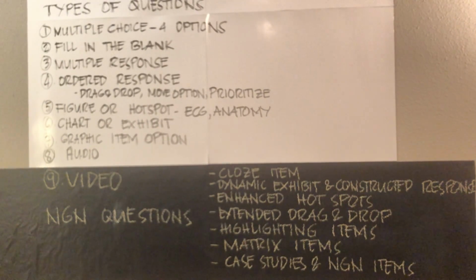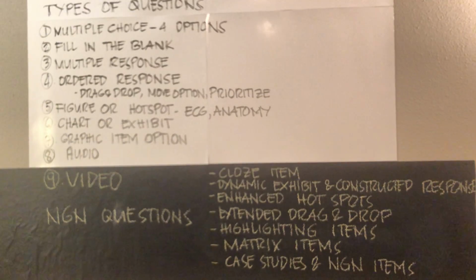Number 5, figure or hotspot questions. A question with a picture or graphic will ask you to answer the question based on the picture or graphic. The question could contain a chart, a table, or a figure or illustration. You also may be asked to use the computer mouse to point and click on a specific area in the visual. A chart, table, figure, or illustration may appear in any type of question, including a multiple choice question.